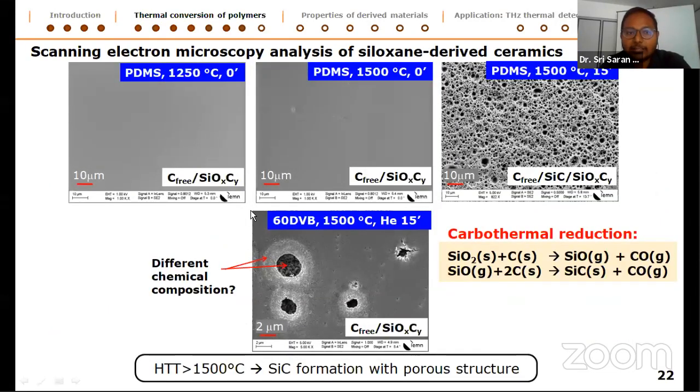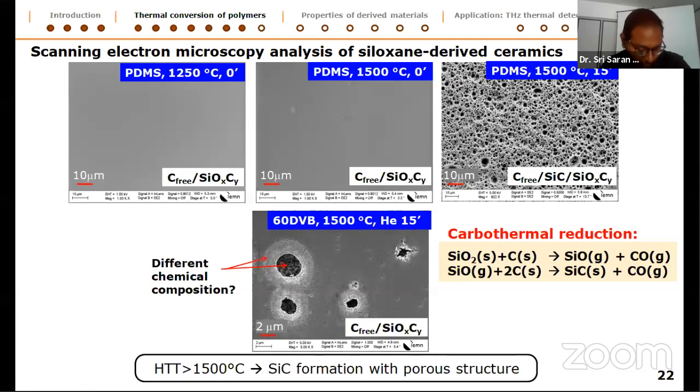Okay, so it is interesting, we also see in the scanning electron microscope a formation of porosity along with the carbothermal reduction reactions. For PDMS, if you leave them at 1500 degrees C for 15 minutes, then there is porosity. Similarly, for the carbon-rich material 60 dBb, you can see here the formation of holes, and inside there is a different structure that you can notice. So we want to understand what these holes are and how the carbon and the SiC are distributed.